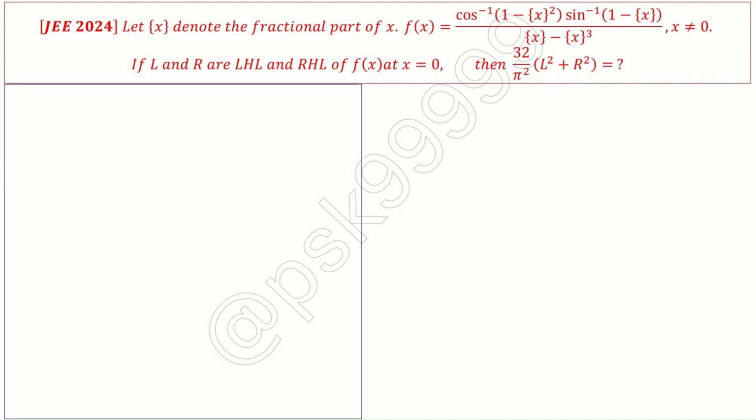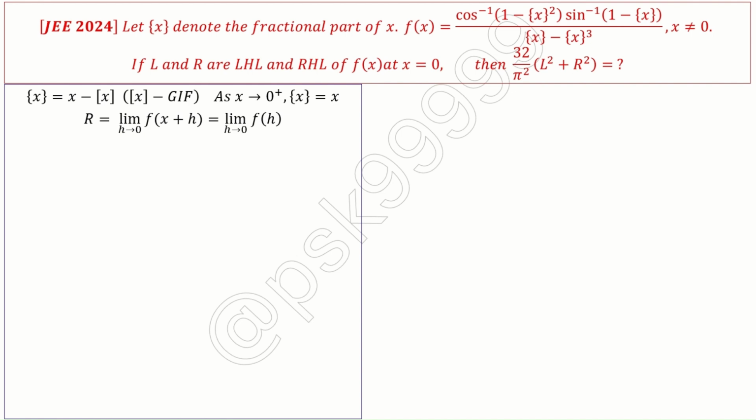For LHL, fractional x, if you take, this is nothing but x minus the integer part of x, which is the greatest integer function of x, correct? So as x tends to 0, fractional x gets equal to x only. There is no integral part, right? So this is equal to x. Once you know this, my RHL, which is R, is equal to limit h tends to 0 of f of h plus x, which is nothing but limit h tends to 0 of f of h, correct? Because x is 0 anyway.